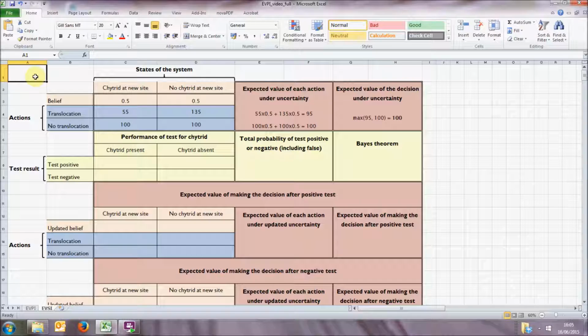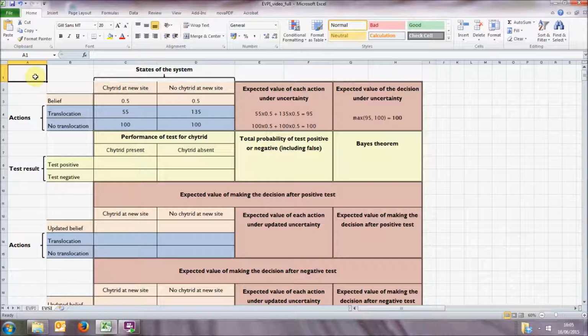EVSI. Remember, the value of sample information represents the improvement in management outcomes that could be achieved by reducing uncertainty through the collection of a sample of additional information. Now, value of information is a decision analytic tool. So following from the previous example, we need to specify our decision problem.